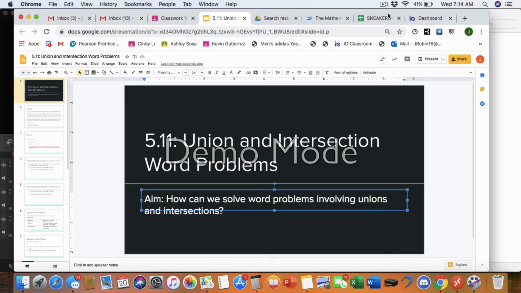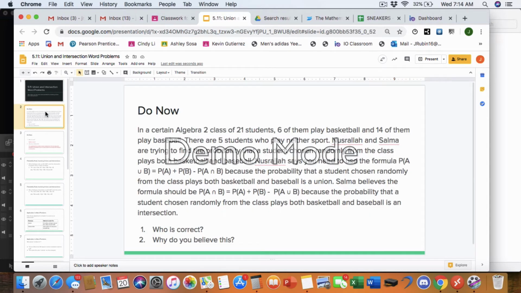Today's lesson is 5.11, Union and Intersection Word Problems. Today's aim is how can we solve word problems involving unions and intersections. This is going to be the last topic that we have here. After this, we're moving on to the next skill concept.